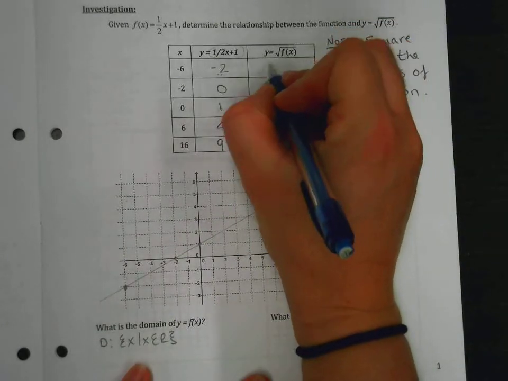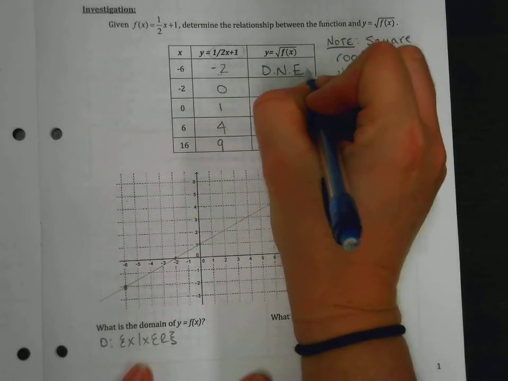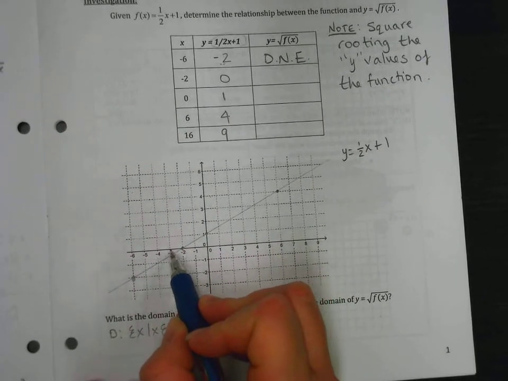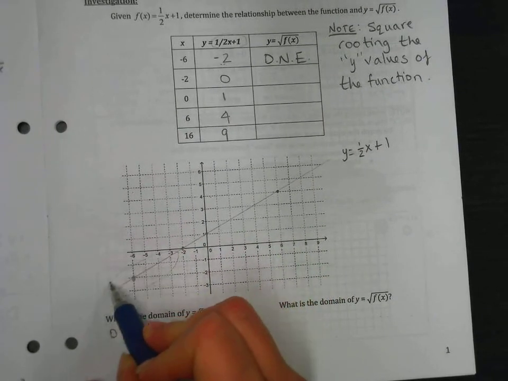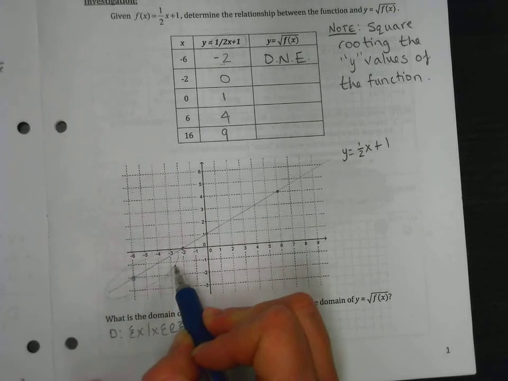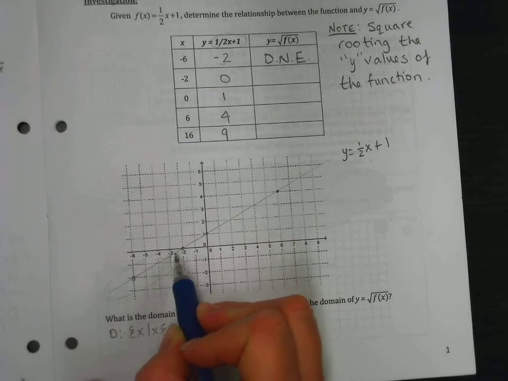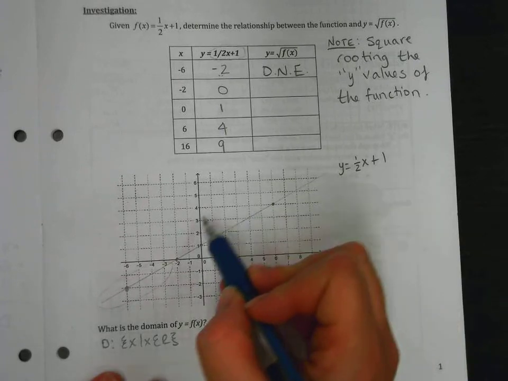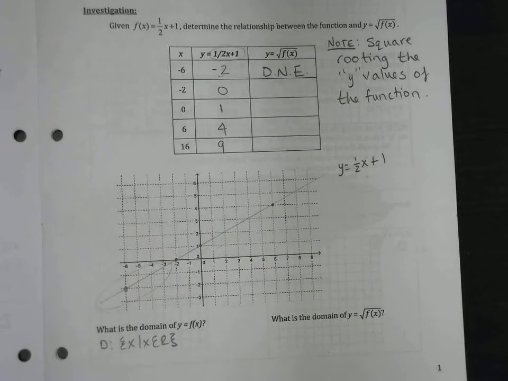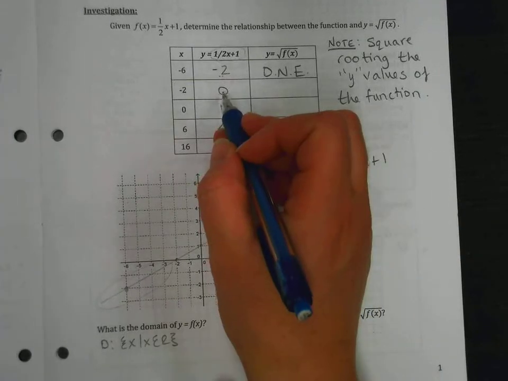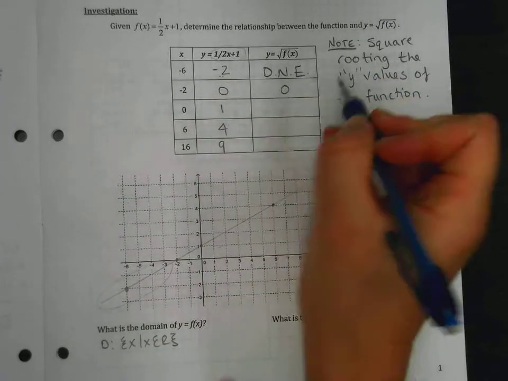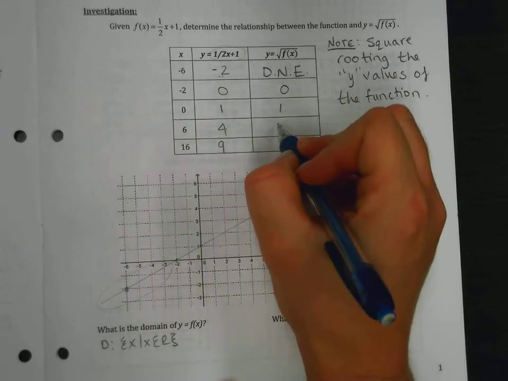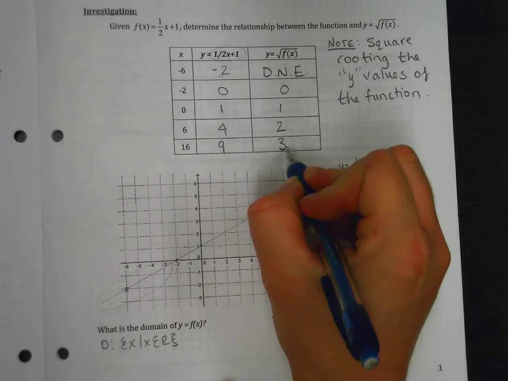So if we look here on our graph, on this part of our linear line, all of my y values are going to be negative. So I'm not going to be able to square root this portion of the graph. I'm going to be able to square root this portion of the graph. So essentially anything that's negative in your original function isn't going to exist in your new function. Okay, so now if I want to take the square root, well, the square root of 0 is 0, the square root of 1 is 1, the square root of 4 is 2, and the square root of 9 is 3.